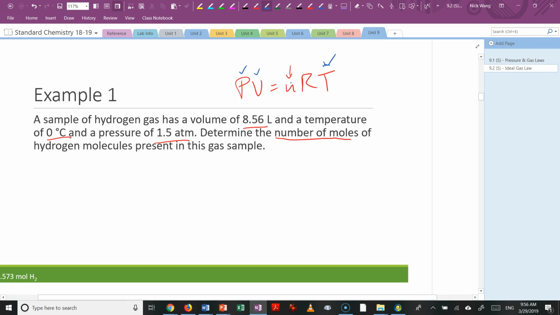You're solving for n, which I've drawn an arrow to. Well, of the 5 parts, I have 3 of them given to me. But then don't forget R, right? That's that universal gas constant, that value you're supposed to memorize.